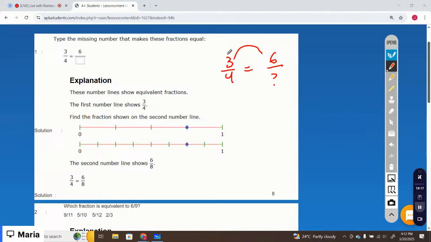3 times what number is 6? 3 times 2 is 6. You have to multiply the numerator and denominator with exactly the same number. That is 4 times 2 is 8, so the missing number is 8.